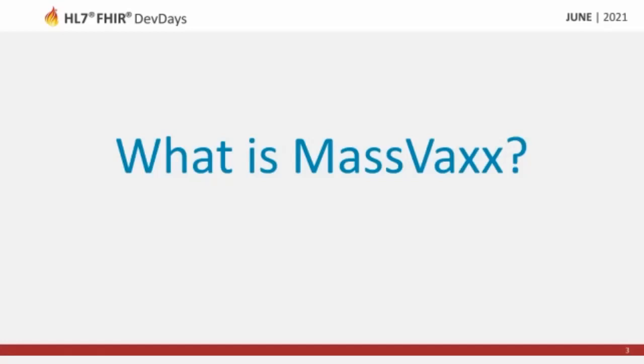MassVaxx is a volunteer group that came together to create an open source vaccination software suite. There are two primary components with the vaccination software that we're creating. The first component is going to be patient registration and appointment scheduling. So with this, once a group has their software installed, anyone could go through and register to receive the vaccine and then create an appointment to get that vaccine on a specific day and time. So that's the first component.